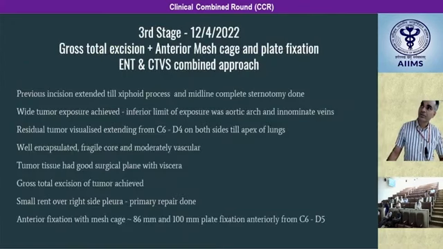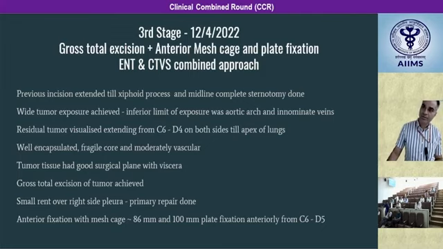After that, we undertook a third stage surgery, 4 days after the second stage. In that, we collaborated with ENT and CTVS. The previous incision was extended till the xiphoid process, and a midline complete sternotomy was done, and we could achieve a wide tumor exposure. The inferior limit of the exposure was the aortic arch and innominate veins. We could see the residual tumor extending from C6 to D4 in a paramedian fashion. It was extending till the apex of the lungs. We could easily dissect out the tumor from the pleura, the trachea, and the thecal sac.